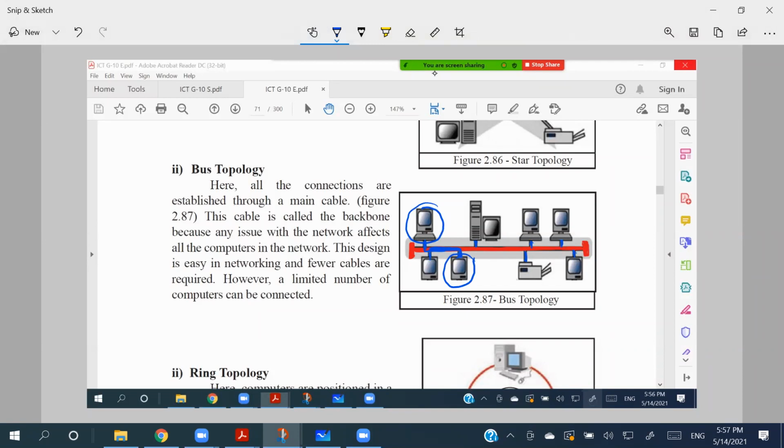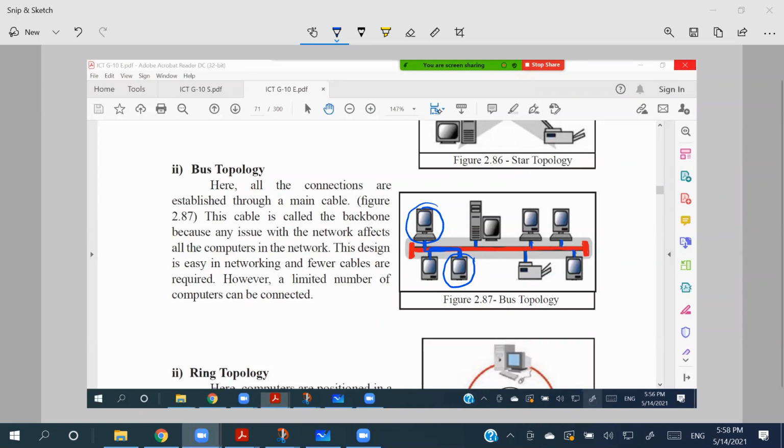Now in this bus topology, if there is a break down in the backbone, the entire network will collapse, right? So the backbone is what we call the single point of failure, right? That is the only place where the network can fail.